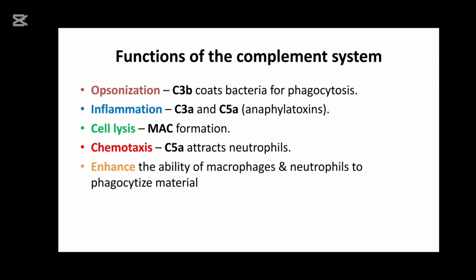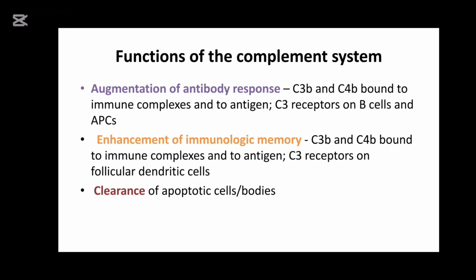That is the chemotaxis. And then the other function is that it enhances the ability of the macrophages and neutrophils to phagocytize material. Also the augmentation of the antibody response. It also enhances immunological memory, and then clearance of apoptotic cells or bodies. So basically these are the major functions of the complement system that we have looked at.